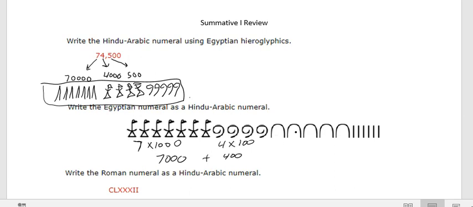Then I have 1, 2, 3, 4, 5 of these, and these represent 10. So 5 times 10 is 50. Then I have 1, 2, 3, 4, 5, 6, and each one represents a 1. So if we add these together, then we end up with 7,456.